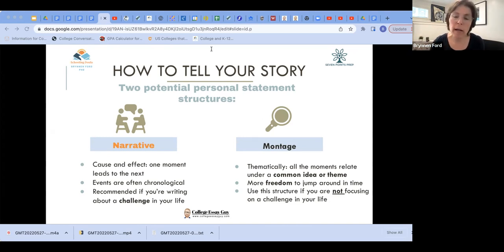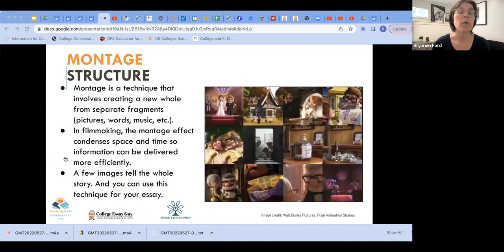And so it's great as a structure, especially if you don't have one big challenge in your life. You totally get to choose, and you can try out each of them. So you could try a narrative, you could try a montage. As I said, the montage structure is from filmmaking, and it's like little snippets, like you see in this photo, little snippets of people's life that all together show the picture of the person or the story.